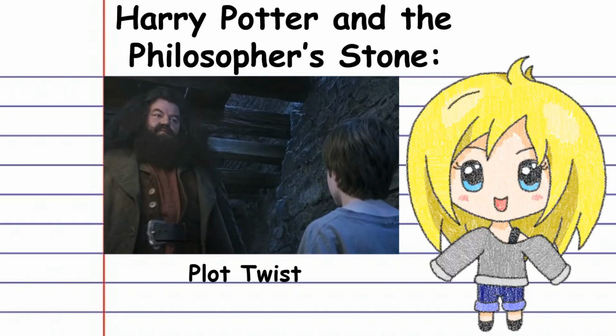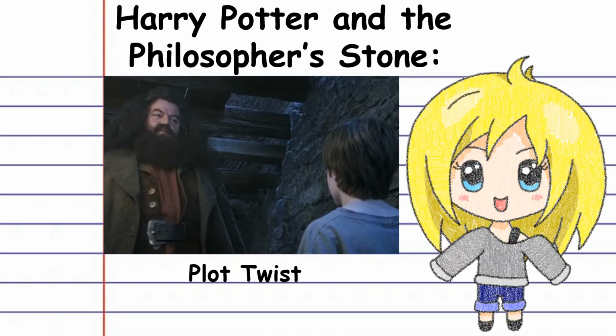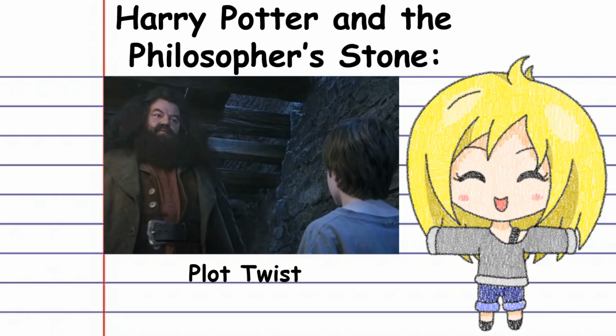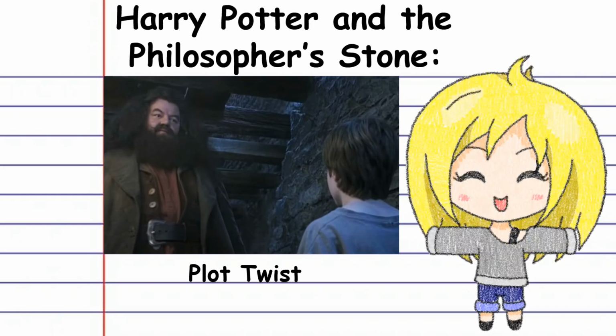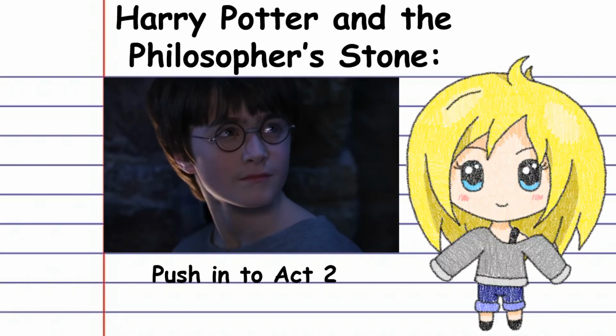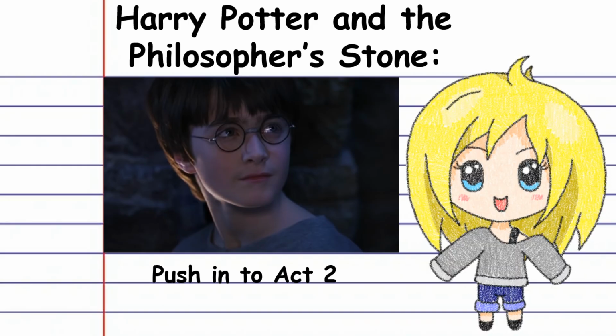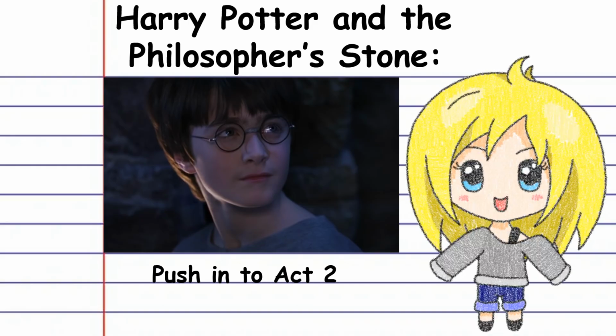Hagrid comes in and explains to Harry that the reason so many strange things keep happening around him is because he is a wizard. And all those letters Harry keeps being sent are acceptance letters to Hogwarts School of Witchcraft and Wizardry. And then the push to Act 2. Harry's uncle forbids Harry from leaving with Hagrid, but Harry ignores him. He follows Hagrid out into the night and his new life is about to begin.